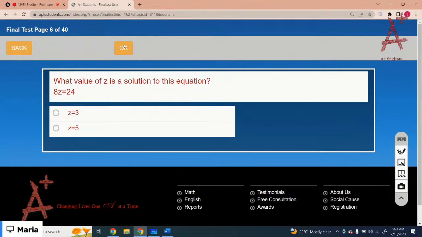24 over 8 is 8 times what number? 8 times 3 is 24. So the value of z is 3. Got it?